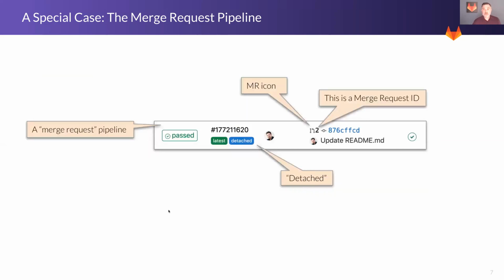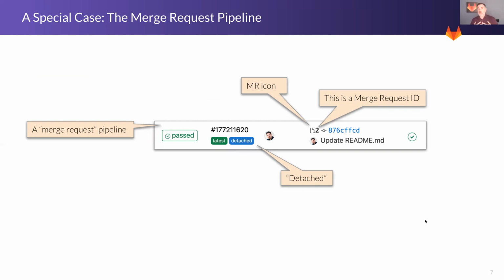All right, what does a merge request pipeline look like? It looks exactly the same in the list with two exceptions. Three, I guess. The first is this icon is no longer a branch icon. It's a merge request icon. That is a merge request, or it's a merge at least. This number here is actually the merge request ID, which is interesting. And there's a label here that says detached.